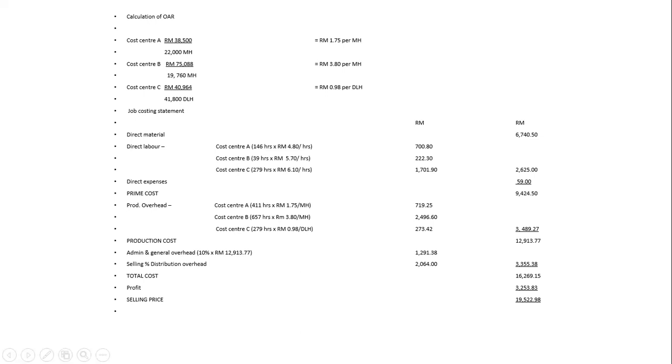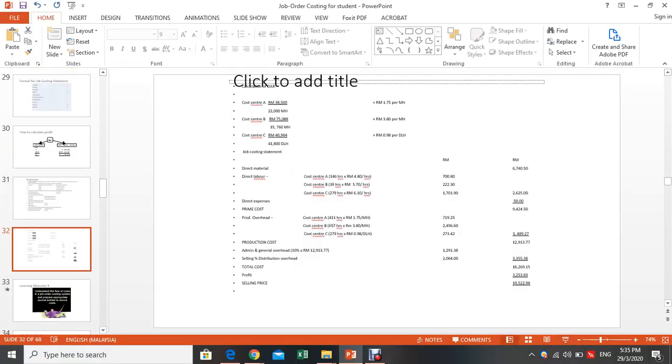And we know that the profit method, we are based 20% on cost. So 20% times the cost here, 16,269.15. Then we get the profit is 3,253.83. Then once we get the profit 3,253.83 plus the total cost, automatically we get the selling price for this job is 19,522.98. So this one is how to prepare the job costing statement for the first part.